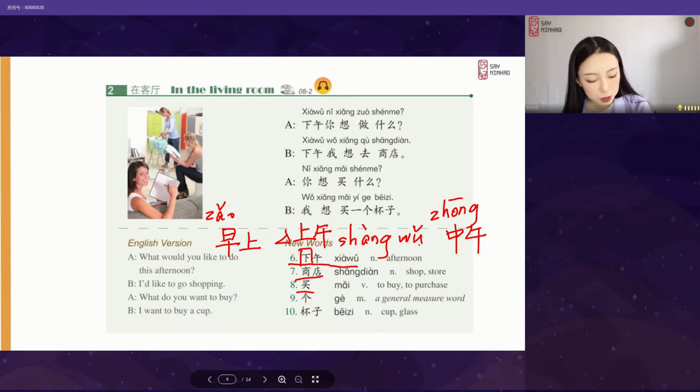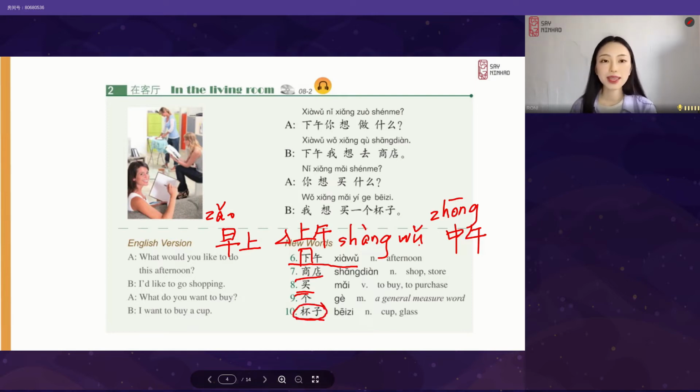Next one is buy, which is used in the shop. This verb is used in the shop. It is 买. Read after me, please. 买 is a third tone word. It means to buy, to purchase. So to buy a cup is 买杯子, okay? 杯子 is here. 杯子, cup.